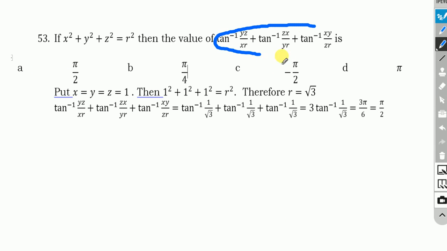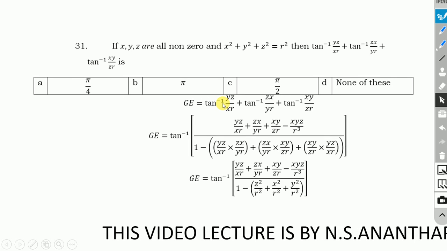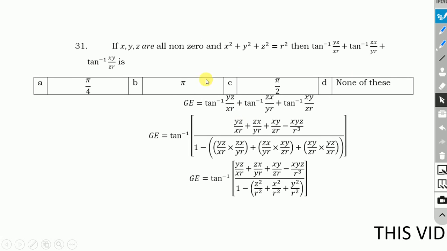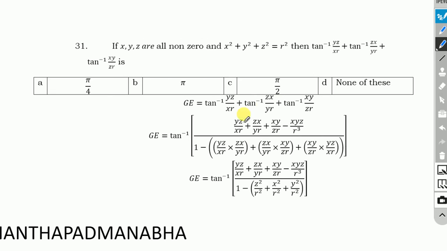So you can see that the same question is here. If we go by the traditional method, I have to consider this given expression, tan inverse of yz by xr plus tan inverse of zx by yr plus tan inverse of xy by zr. I have to apply the formula (x plus y plus z minus xyz) by (1 minus (xy plus yz plus zx)). Upon simplification you will get the same value, that is pi by 2. You can try this leisurely, I need not explain.